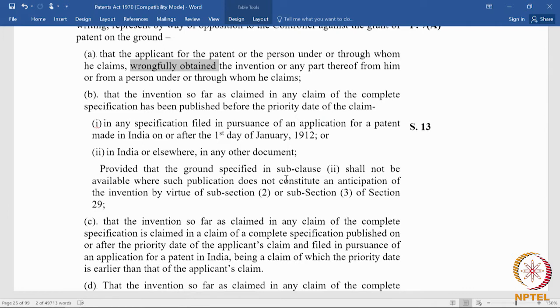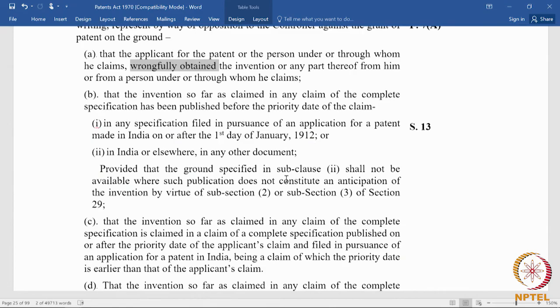If a person wrongfully obtains a patent under section 26, the controller can take some measures to correct it. But in the pre-grant stage, the person has not wrongfully obtained the patent. He has not yet wrongfully obtained the patent. What has happened is that he has wrongfully obtained the invention, but that application has not materialized into a patent.